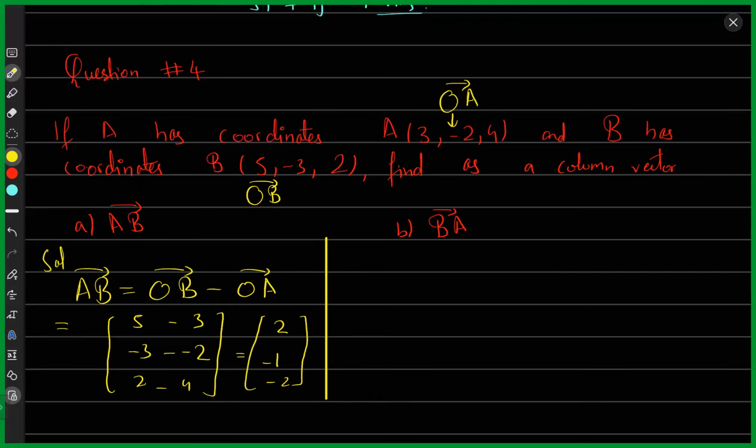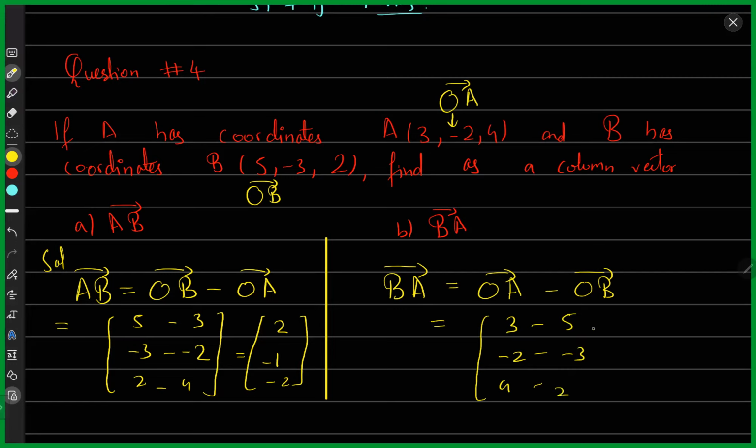And when the question is BA, BA is basically OA minus OB. If I write it down, OA is 3, -2, 4, minus 5, -3 and 2, and this is going to give you -2, 1, and 2. So this is going to be the answer for this scenario.